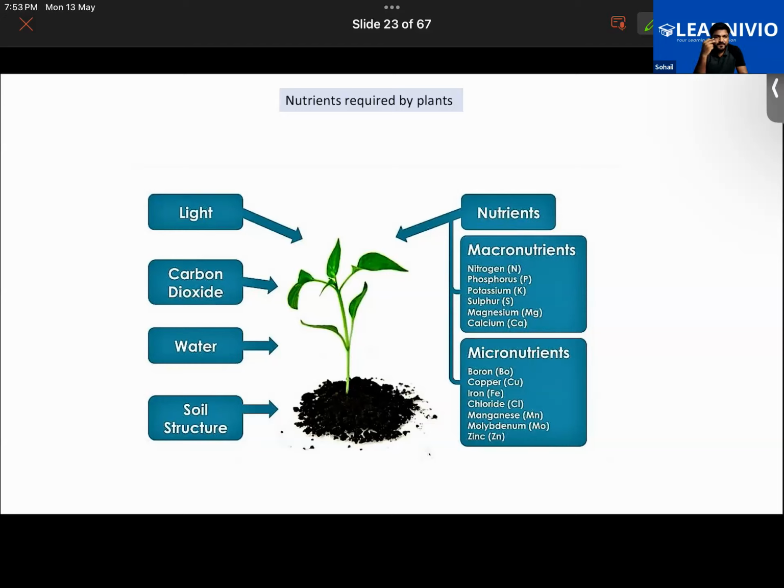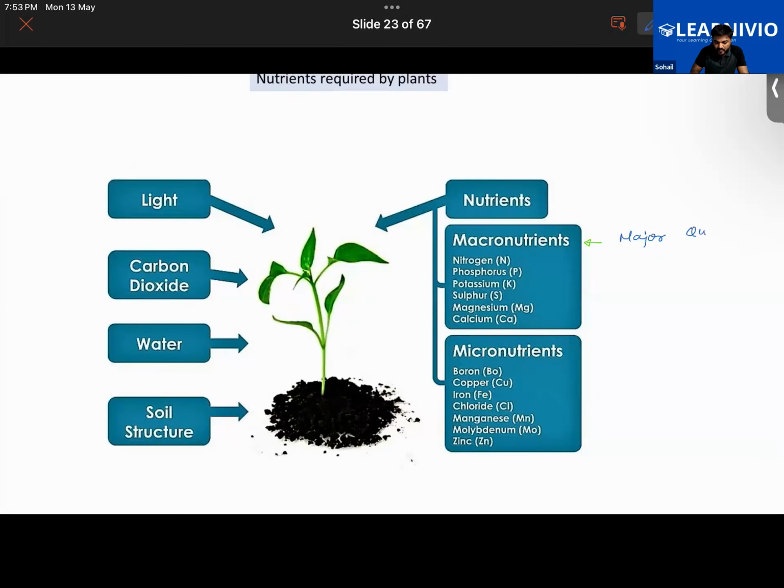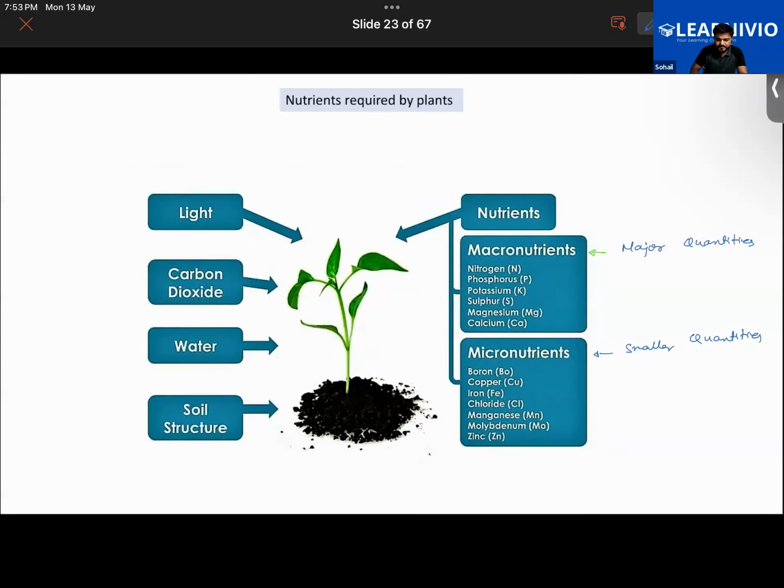Just like our body requires different types of nutrients to carry out different functions, in the same manner, plants also require different types of nutrients. Some of the nutrients are required in major quantity, some in a smaller quantity. The ones required in major quantity are referred to as macronutrients. Those required in smaller quantity are called micronutrients. Yes, sir, macro means in a larger quantity and micro means in a smaller quantity.